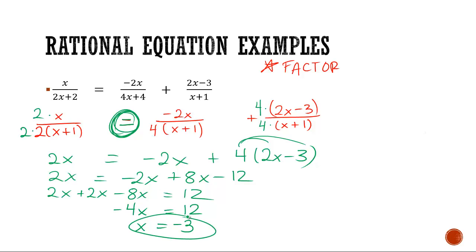Now, we also want to know our domain. So our domain does not allow us to have x plus 1 equals 0, which means x cannot be negative 1. So our solution is fine. So our final solution is just negative 3.